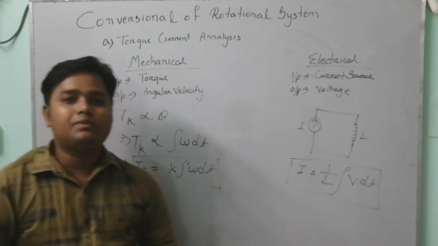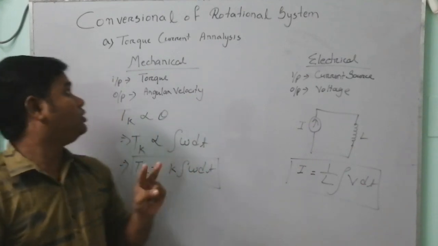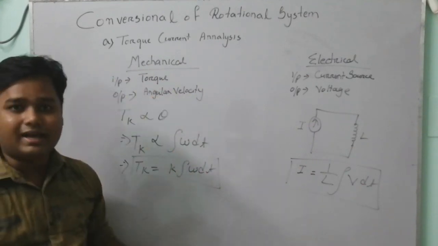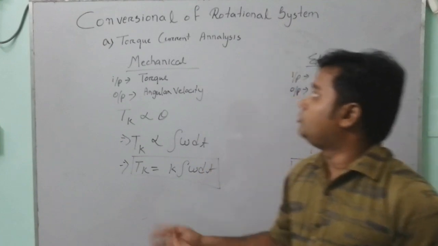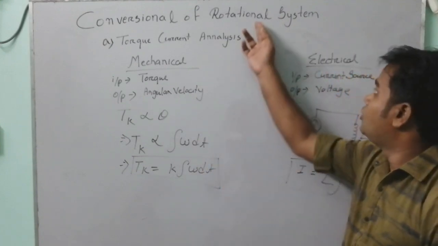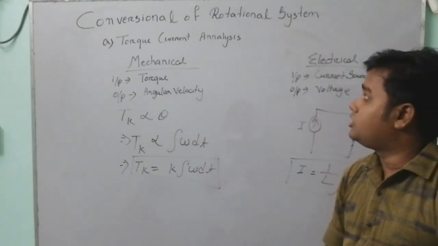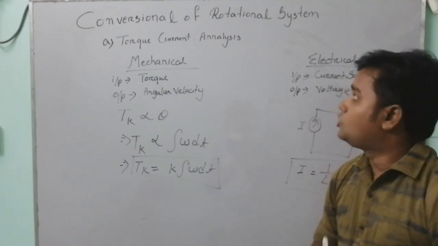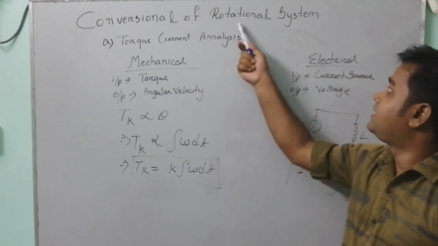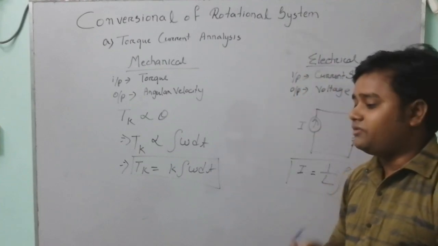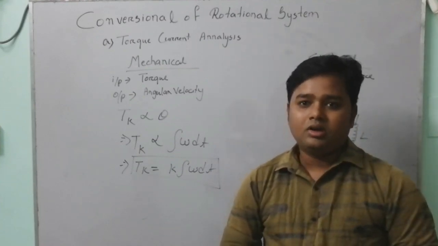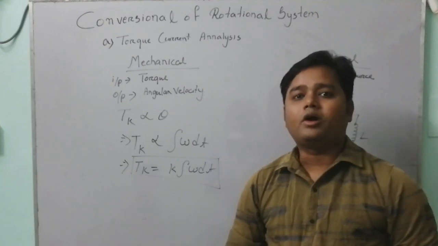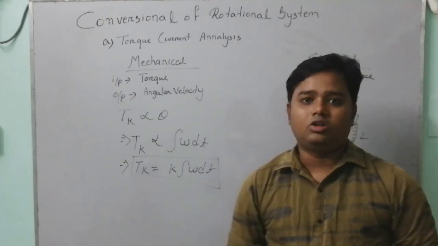In today's class, we have studied two things, the torque voltage analysis and torque current analysis of the mechanical rotational system. In the last class, we studied the mechanical translational system. Today we studied the mechanical rotational system. So the first chapter of control systems is over. In the next chapter we will study the block diagram reduction technique and the rest of the topics.